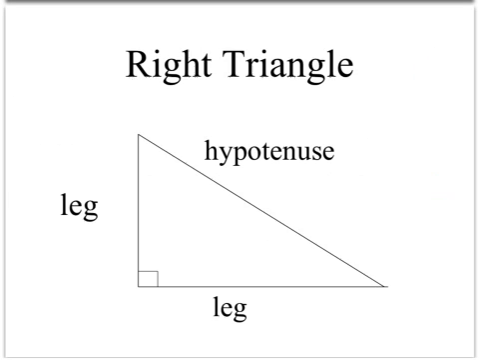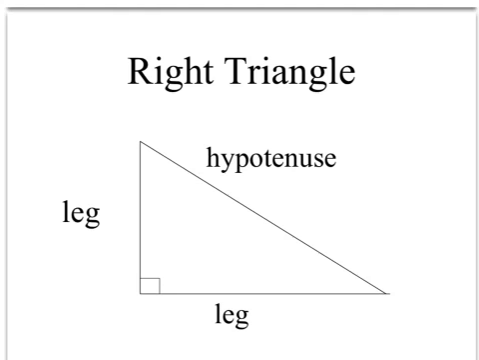A right triangle has special names for its sides. There is one right angle in a right triangle, and the two sides of the triangle that form the right angle are called the legs. And then the third side, the one that's opposite the 90-degree angle and also the longest side, is called the hypotenuse.